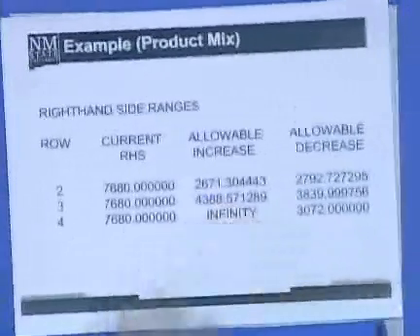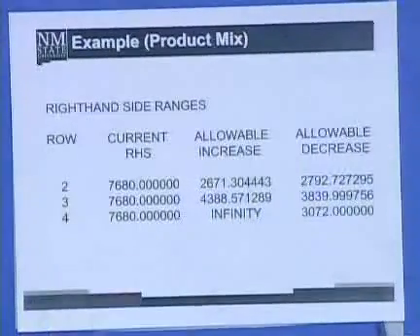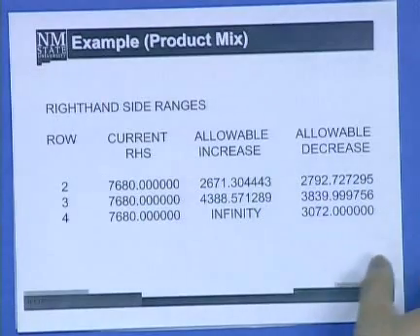This is the right-hand side ranges provided by Lindo for our example problem. Okay?